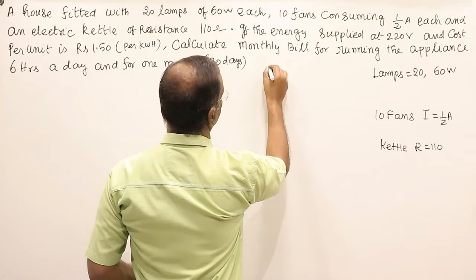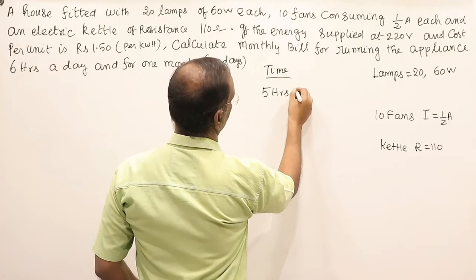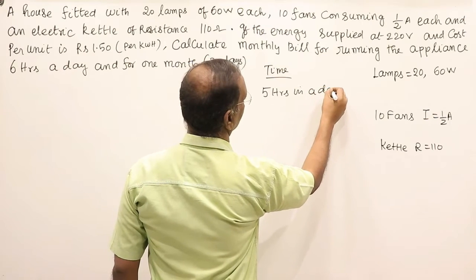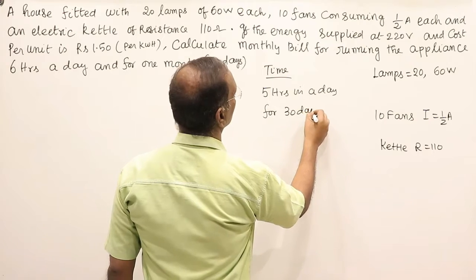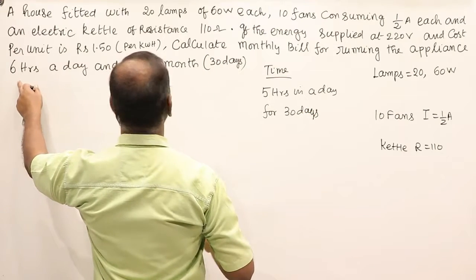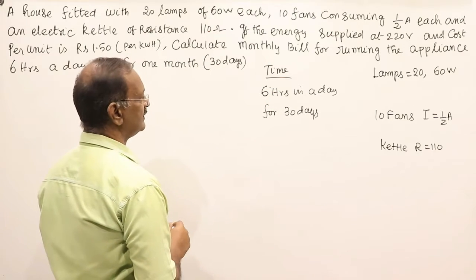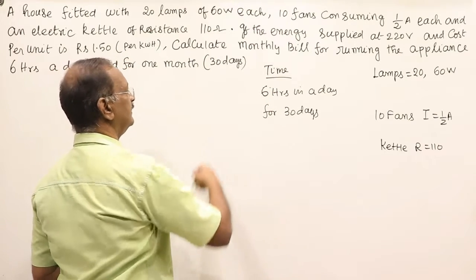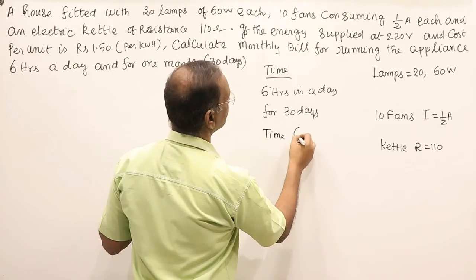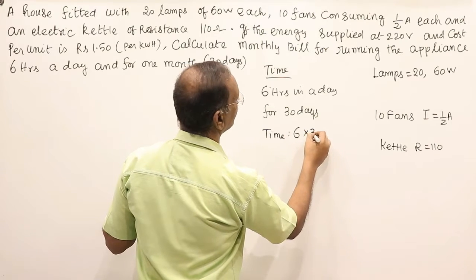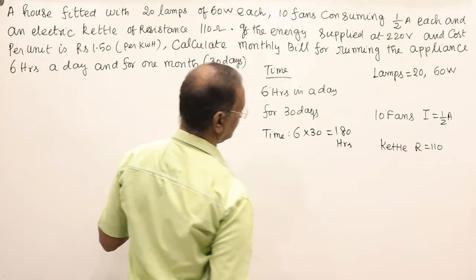Running time, that is time: 6 hours in a day for 30 days. For 1 month it is given as 30 days. It may be 31 days, but here it is given 30 days. So time is equal to 6 hours in a day into 30, or we can say 180 hours. So this is our time factor.